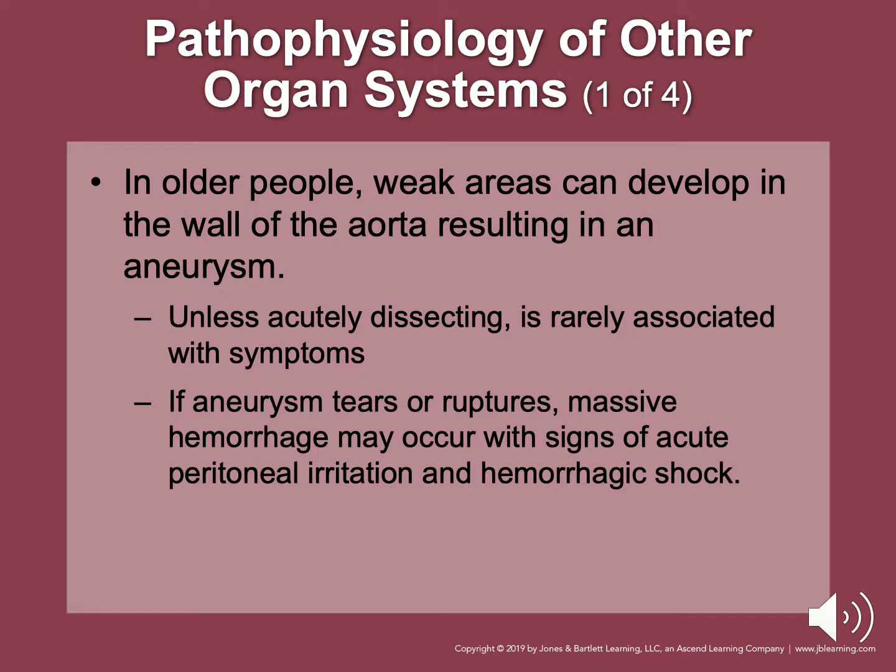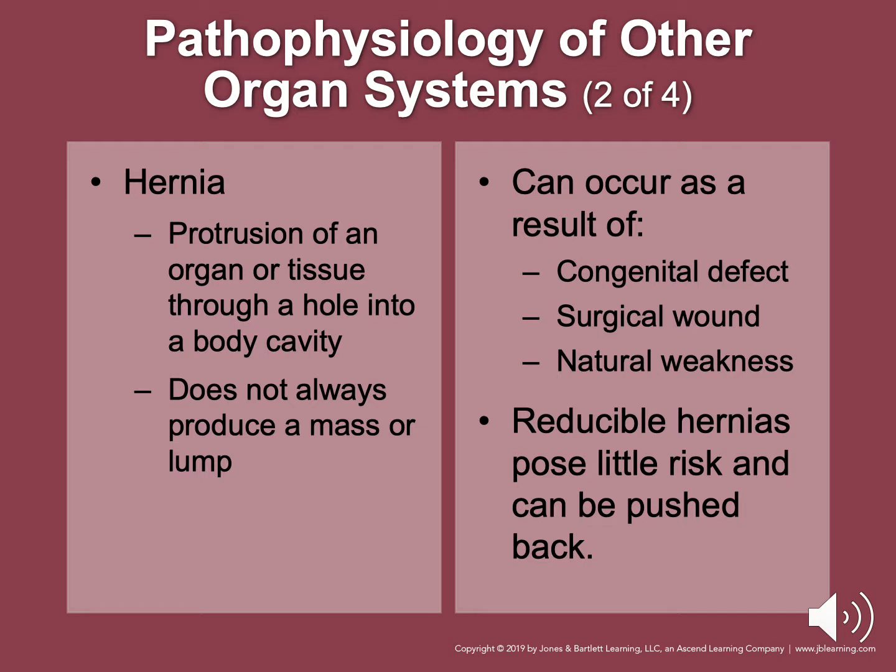A hernia is protrusion of an organ or tissue through a hole or opening into a body cavity where it does not belong. It can occur as a result of a congenital defect, such as around the umbilicus, a surgical wound that has failed to heal properly, or a natural weakness in an area such as the groin. It does not always produce a massive lump.